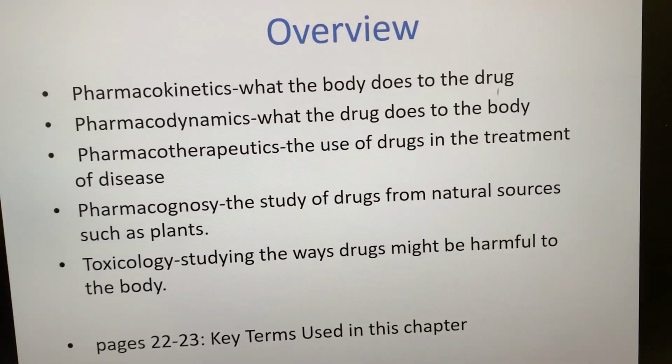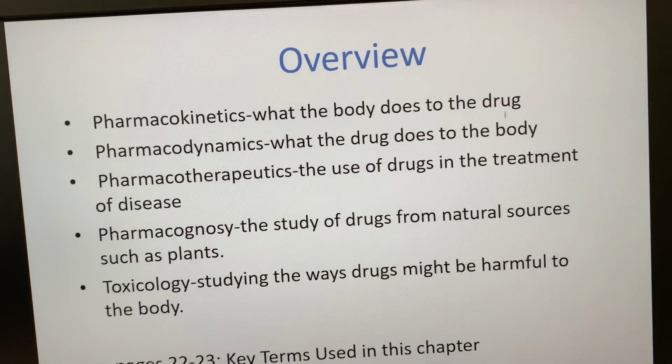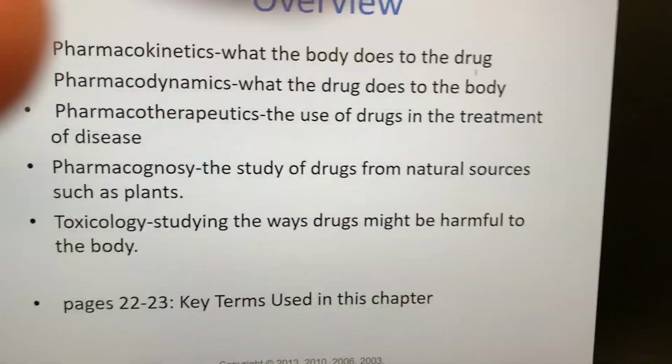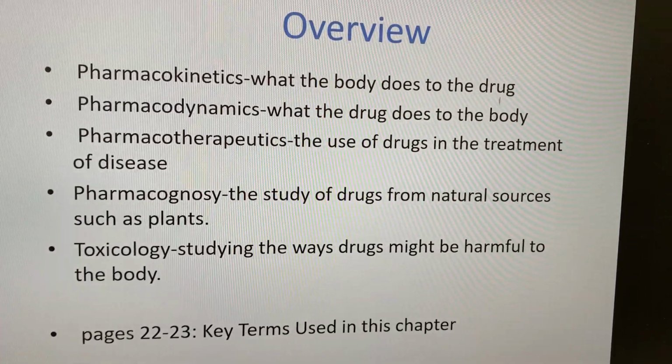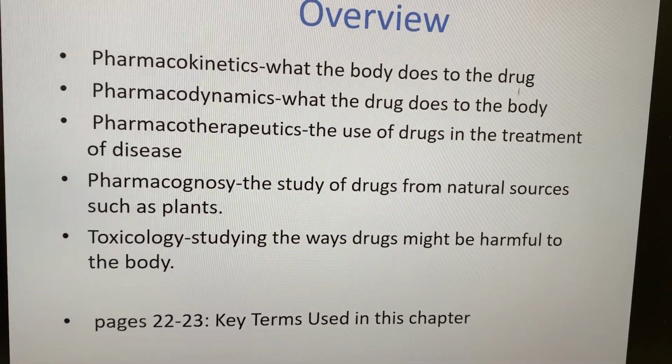Like I said, key terms used in this chapter, please make sure you are familiar with those. They are valuable, and you will see them over and over again, not just in this class, but all through your career.